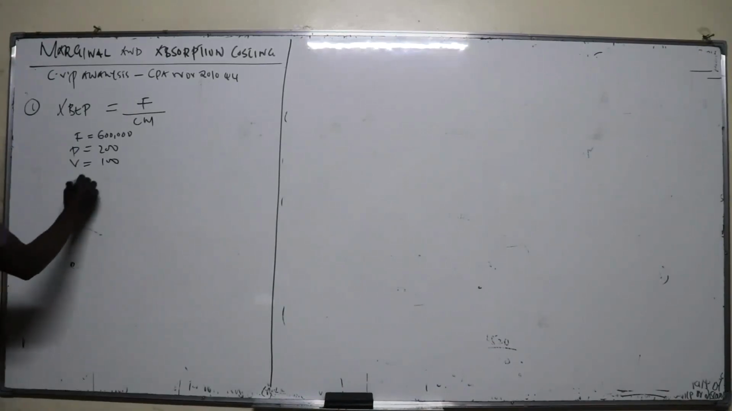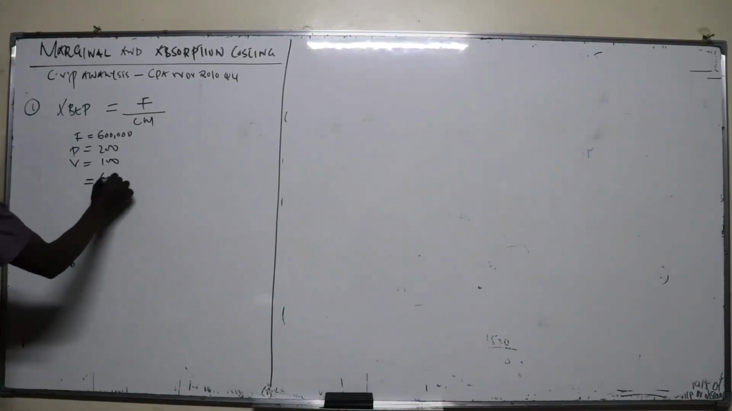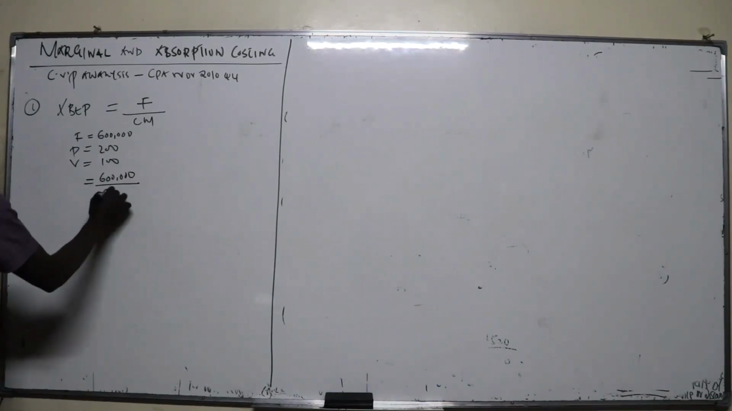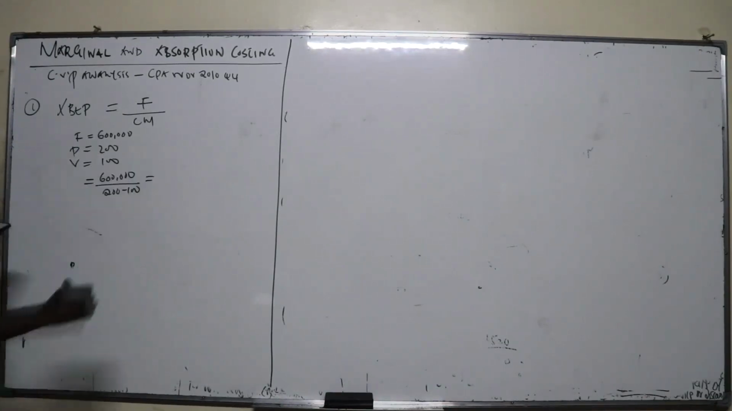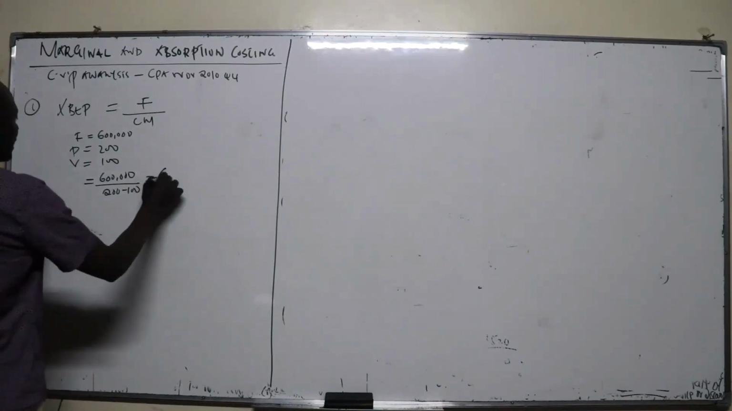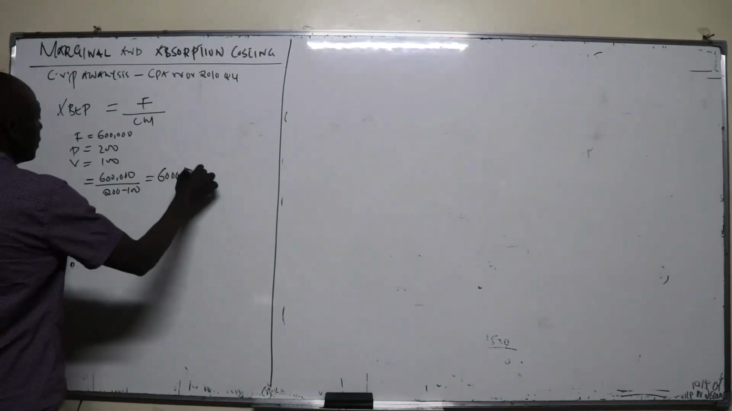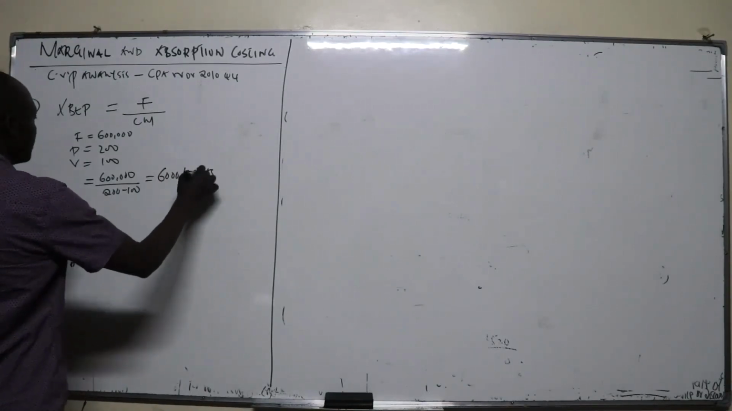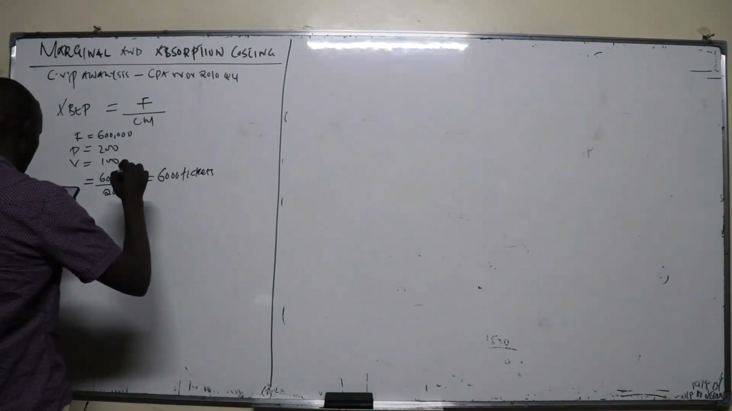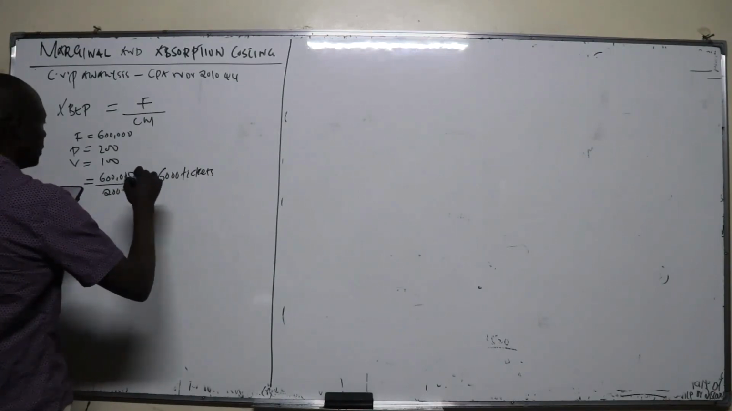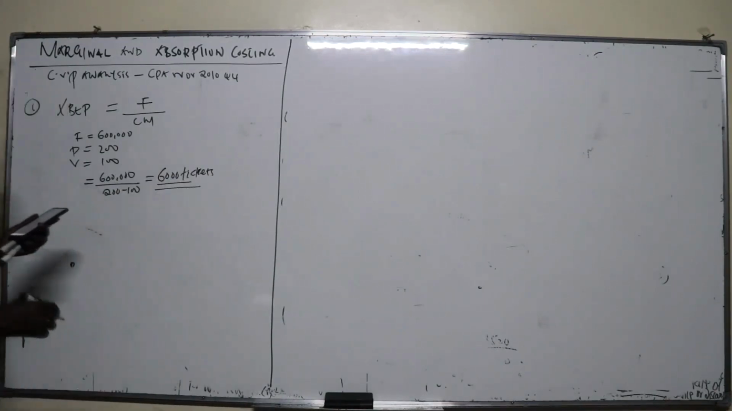Now we come here and do our question. 600,000 over 200 minus 100. So what do you get? They must sell 6,000 tickets to break even. That was the first requirement.